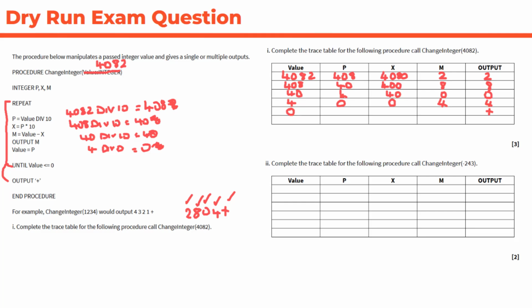Complete the trace table for change integer minus 243. Pause the video, have a go, and I'll put the answers on a screen in just a second.